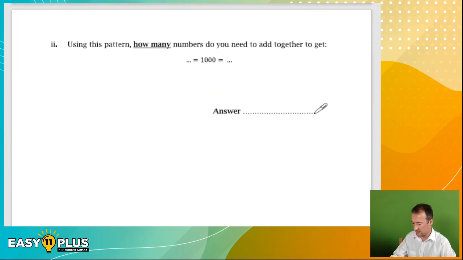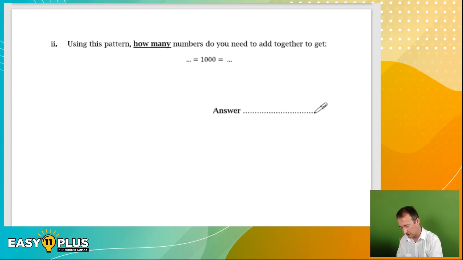Okay, using this pattern, how many numbers do you need to add together to get 1,000? Now, you're not given very much information here, so it may look really off-putting, but don't be put off. This one isn't actually that difficult. So we know that 1,000 is going to be something. Let's call that x, because we used y. Oh no, drawing on the screen is hard. Excuses, excuses, you say. Right, 1,000 is something cubed.